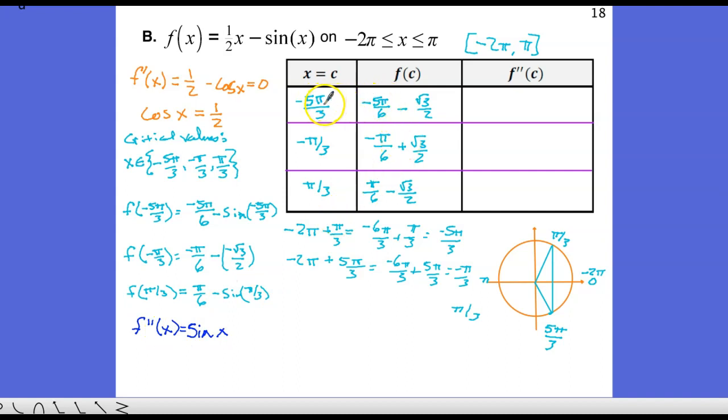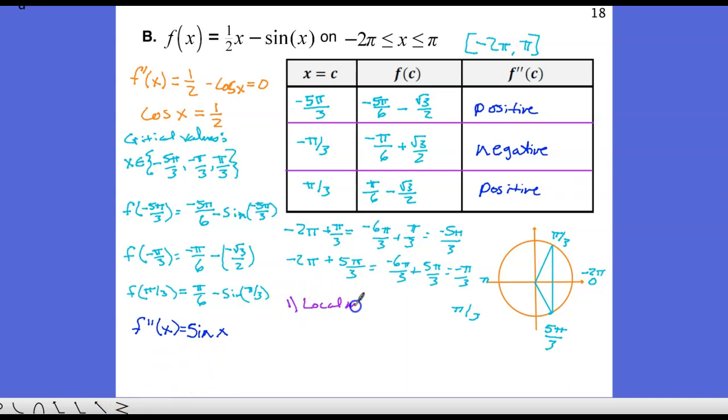So if we plug negative 5 pi over 3 into sine, you can do this on your calculator, we get positive values. Now if it's not a calculator problem, use your unit circle. Negative 5 pi over 3 corresponds to this pi over 3, so sine of pi over 3 is positive square root of 3 over 2. So it's positive. The next one was negative pi over 3. That's down here, and the sine value there is negative square root of 3 over 2, so it's negative. And then we're back up to positive pi over 3, where sine is positive square root of 3 over 2. Alright, so let's draw some conclusions.